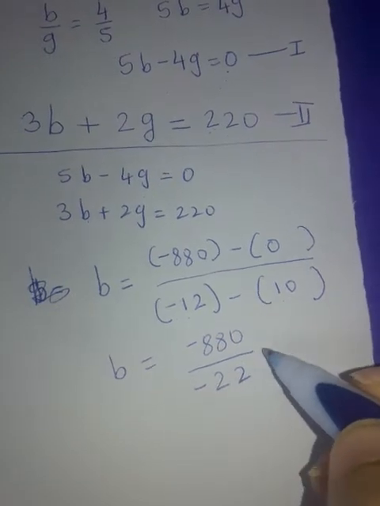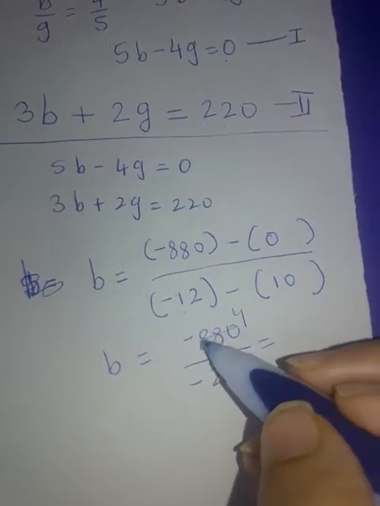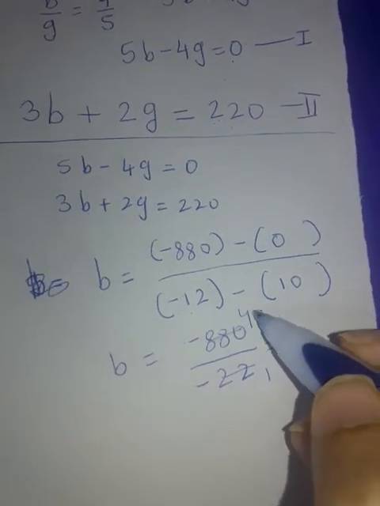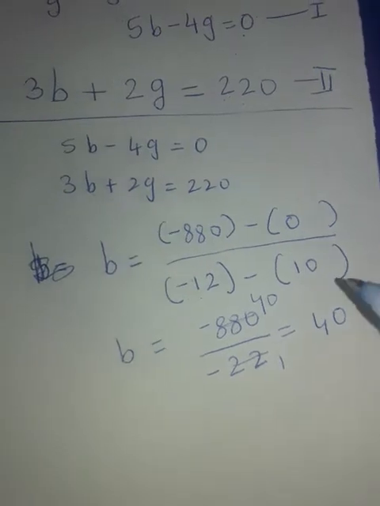Both minus, so answer will be plus. 2 ones are 2, 22 fours are 88, and 0. So B is equal to 40. Number of boys is 40.